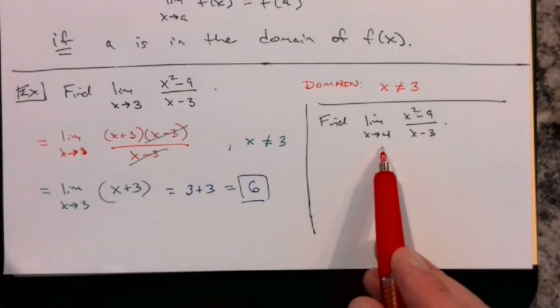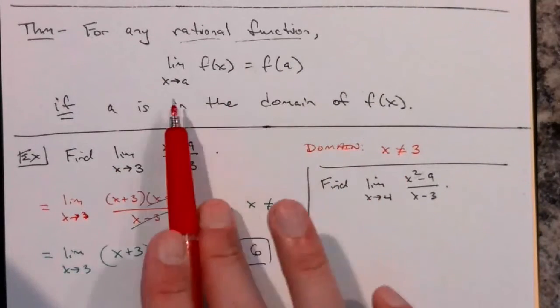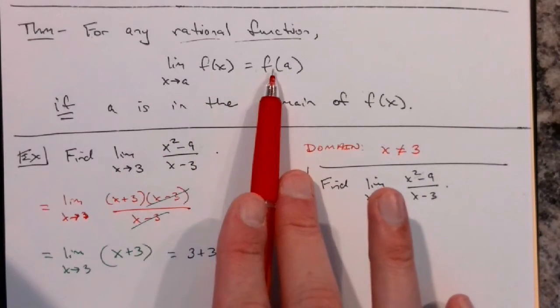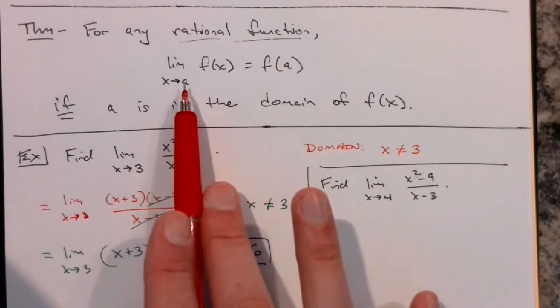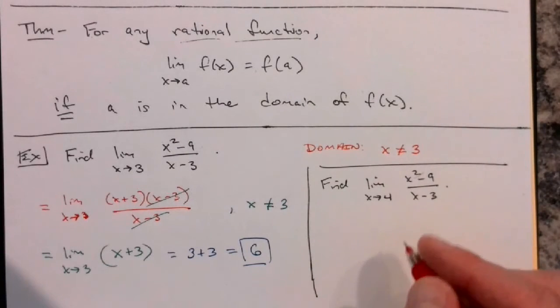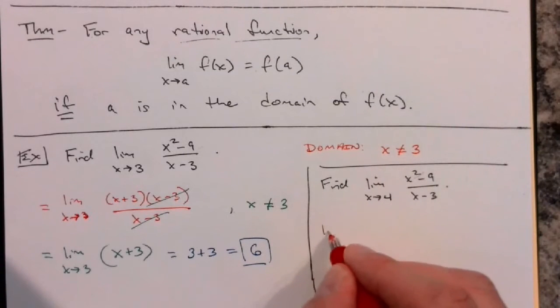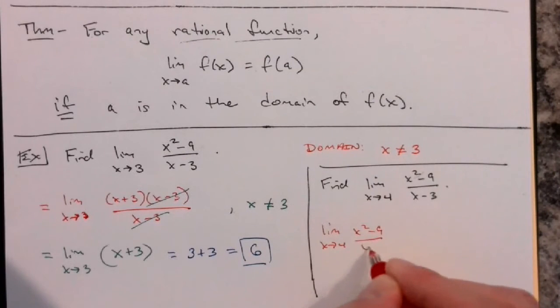So since 4 is in my domain, I am allowed to substitute it in. It's really what this theorem says. For any rational function, the limit as you approach the x value can just be substituted right in to evaluate the limit if a is in the domain of f of x. So if that number, in this case 4, is in the domain. So since we know it's in the domain, then you can say, let's take the limit as x approaches 4 of x squared minus 9 over x minus 3. You don't even have to factor and cancel. You really can just substitute it in immediately.